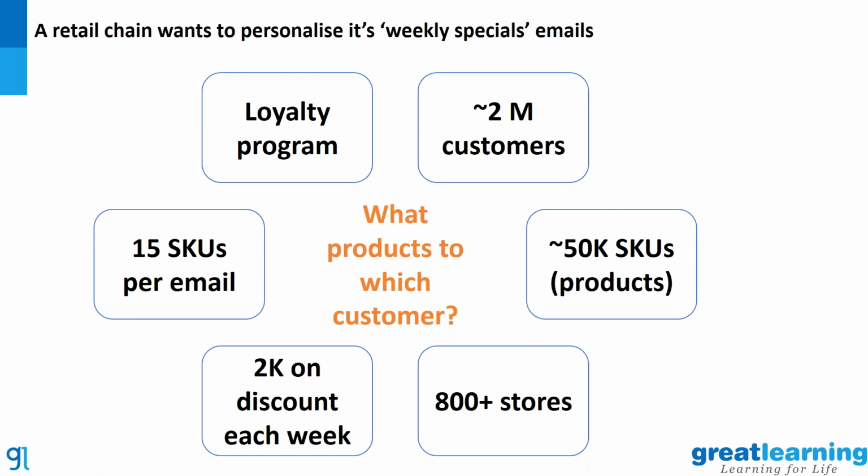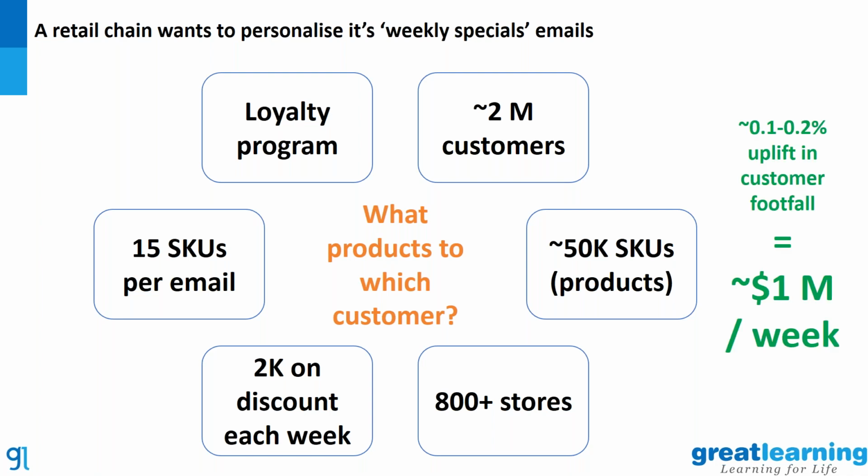In terms of the potential impact, you can see some big numbers here: 2+ million customers and 800 plus stores, right? If they can increase the customer footfall over the coming weekend, since the email goes out on Thursday and customers run to supermarkets over weekends, a 0.1 to 0.2% uplift in customer footfall will result in incremental sales of more than $1 million every week. So that is the size of the problem we're talking about here.